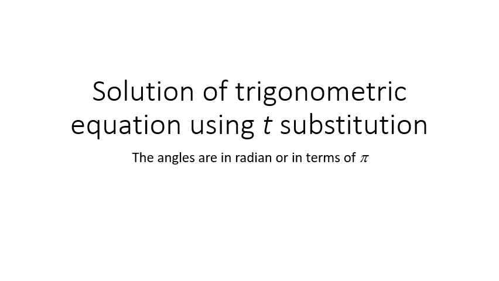Hi, hello everyone. In this video, we will learn how to solve trigo equations using t-substitution. The angles are in radians, in terms of pi, which means the value of x is between 0 and 2 pi. So pi here means either in terms of pi or in radian, and it cannot be in degrees.